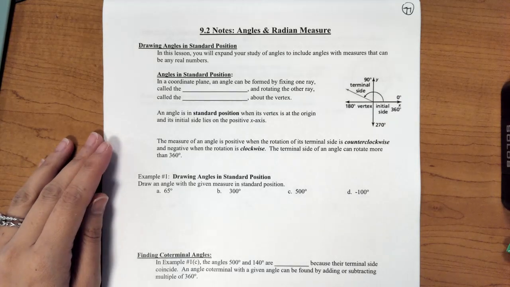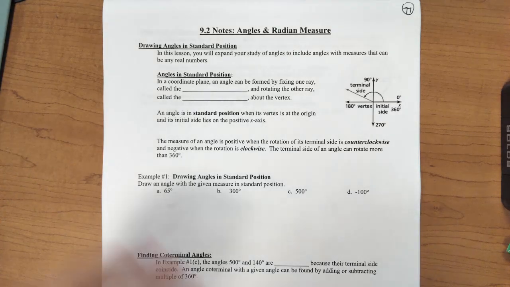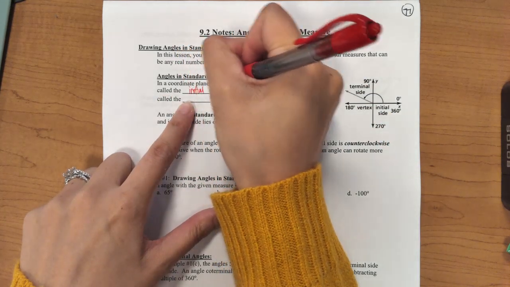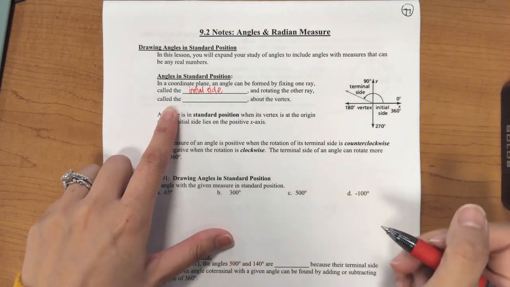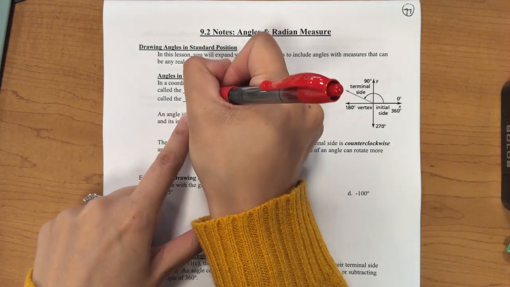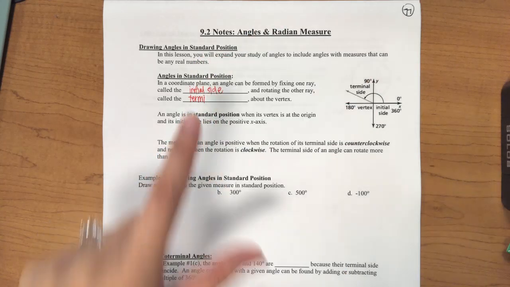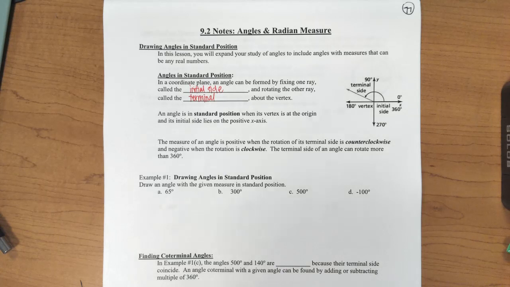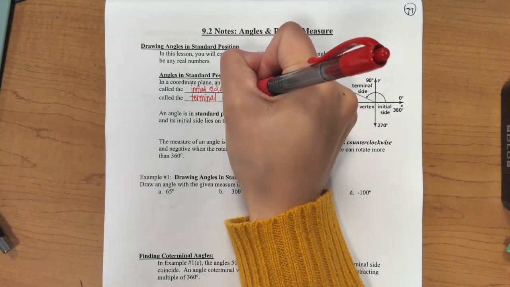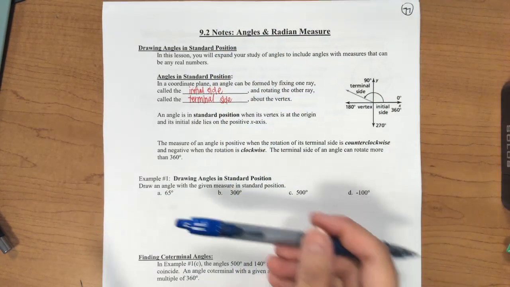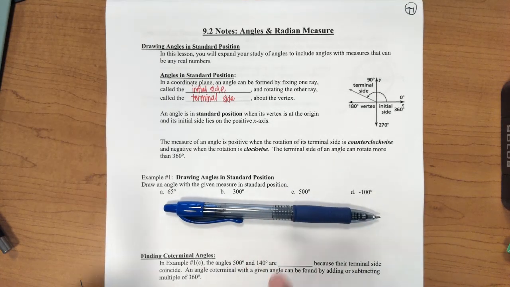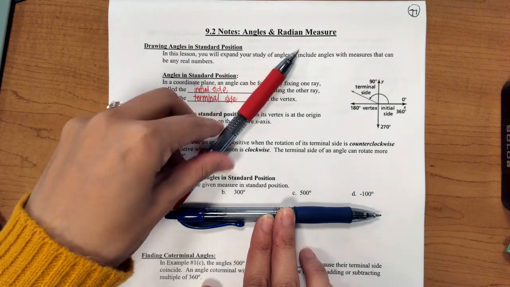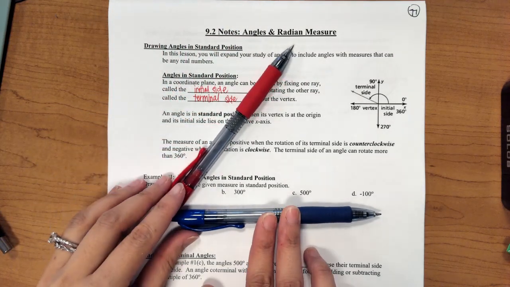Well, in a coordinate plane, an angle can be formed by fixing one ray, called the initial side, and rotating the other ray, called the terminal side, about the vertex. So really what it is that if you have a ray that goes on forever, and then we rotate this ray however much I want, right? The blue one is your initial and the red one is your terminal.